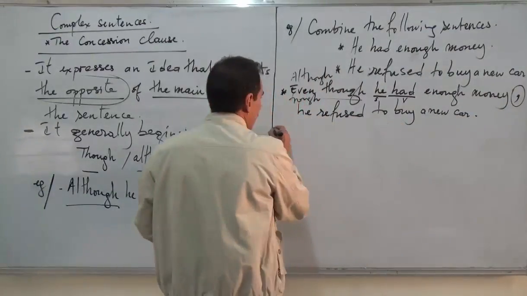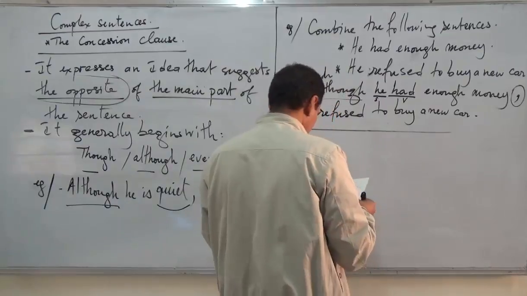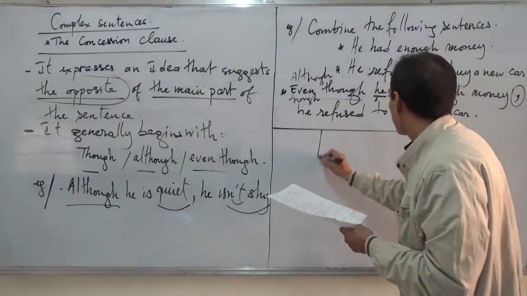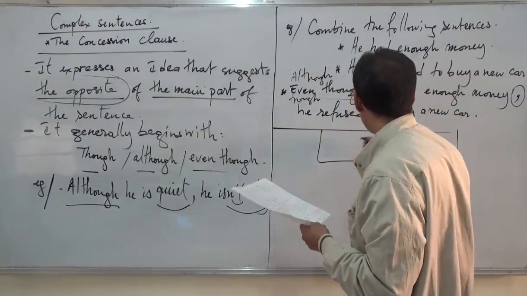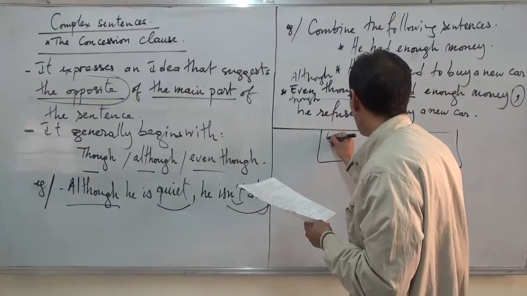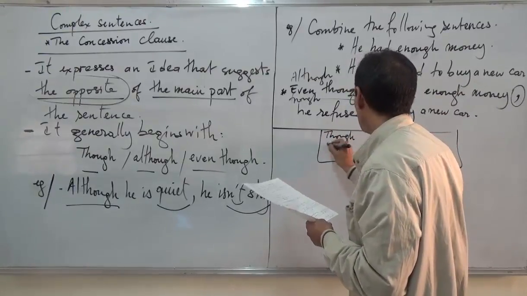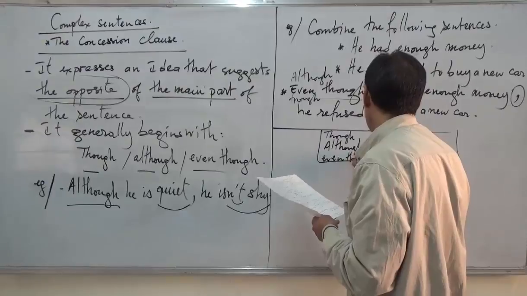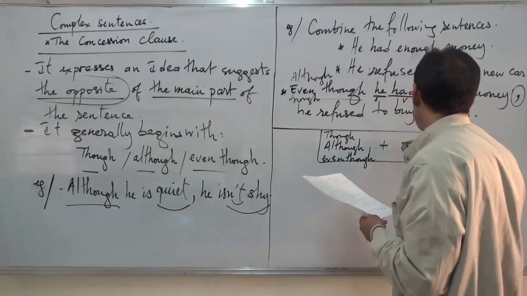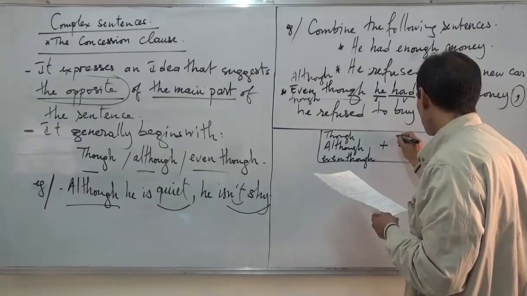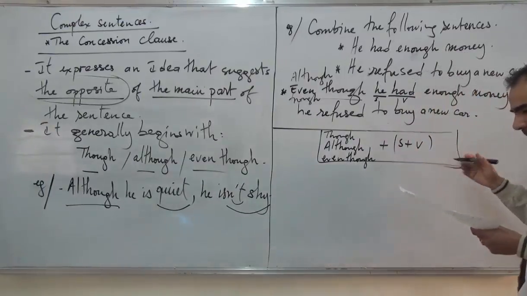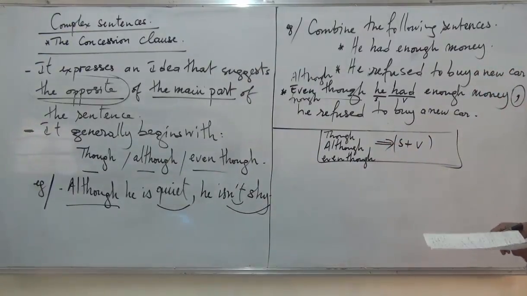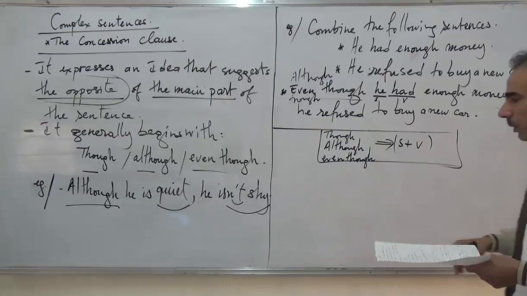We try to see now the different uses. We can get just a short rule here, for example: though, although, or even though, plus subject plus verb, means that we always have a subject and a verb after them. After though, although, even though, we always use subject and verb.